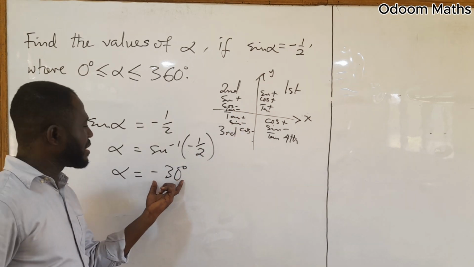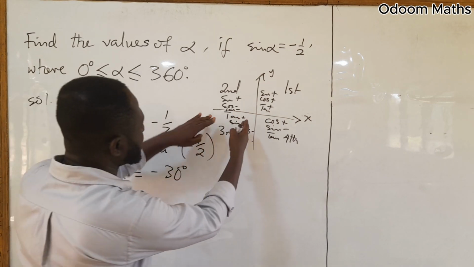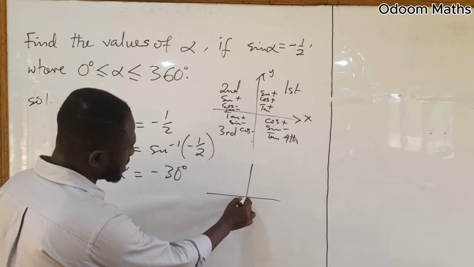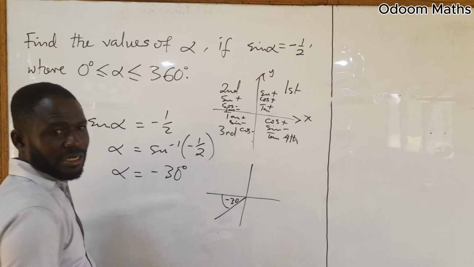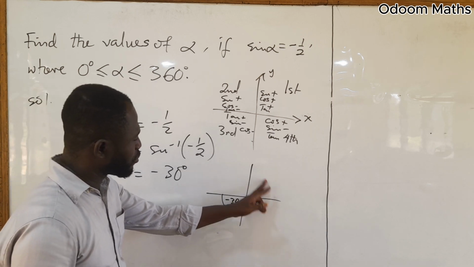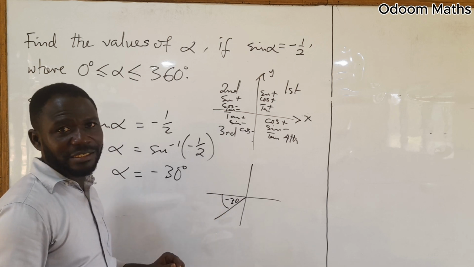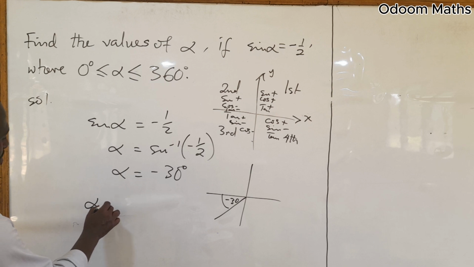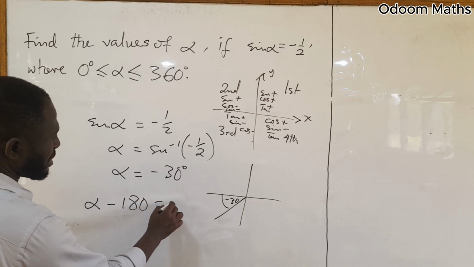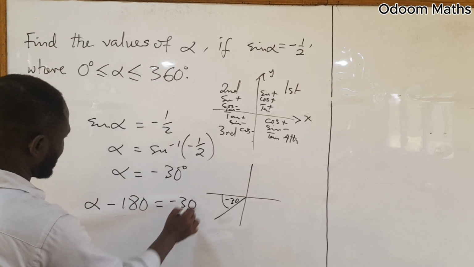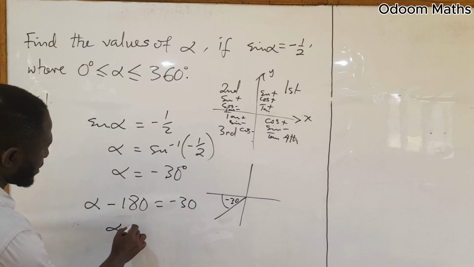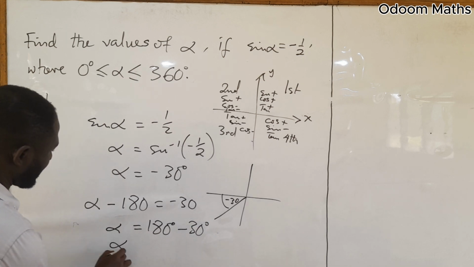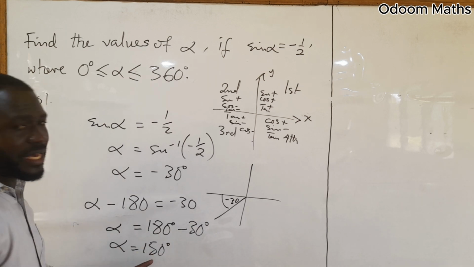Where sine is negative, the angle is in the third and then the fourth quadrant. So let me draw this again. This place is where we have our negative 30 degrees. From this point to this point, alpha should be greater than 180. So we have alpha minus 180 equals negative 30. So alpha is equal to 180 minus 30 degrees, and alpha becomes 150 degrees. So that's the first value of alpha.